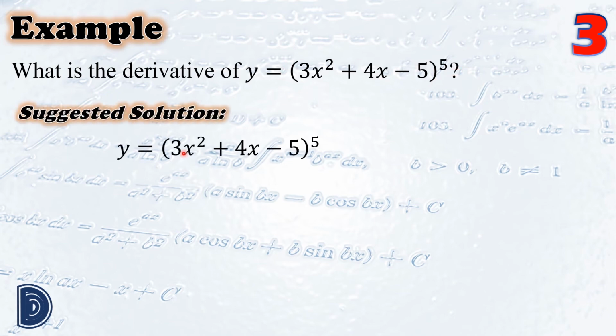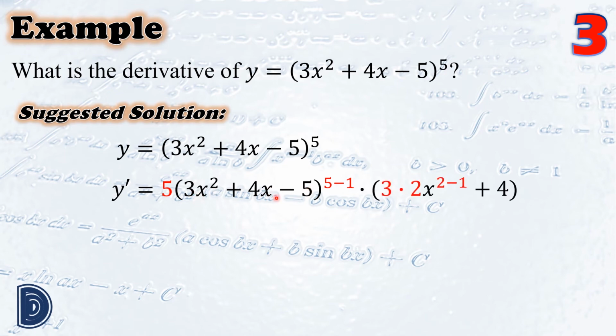For our solution, y is equal to (3x squared plus 4x minus 5) raised to the 5th power. That is our given. Then, to get the derivative of this, we first get g prime of f of x, that is leaving the inside function alone. Then we have y prime is equal to 5 times the inside function, 3x squared plus 4x minus 5 as it is, raised to 5 minus 1. Then we're going to multiply this by the derivative of the inside function.